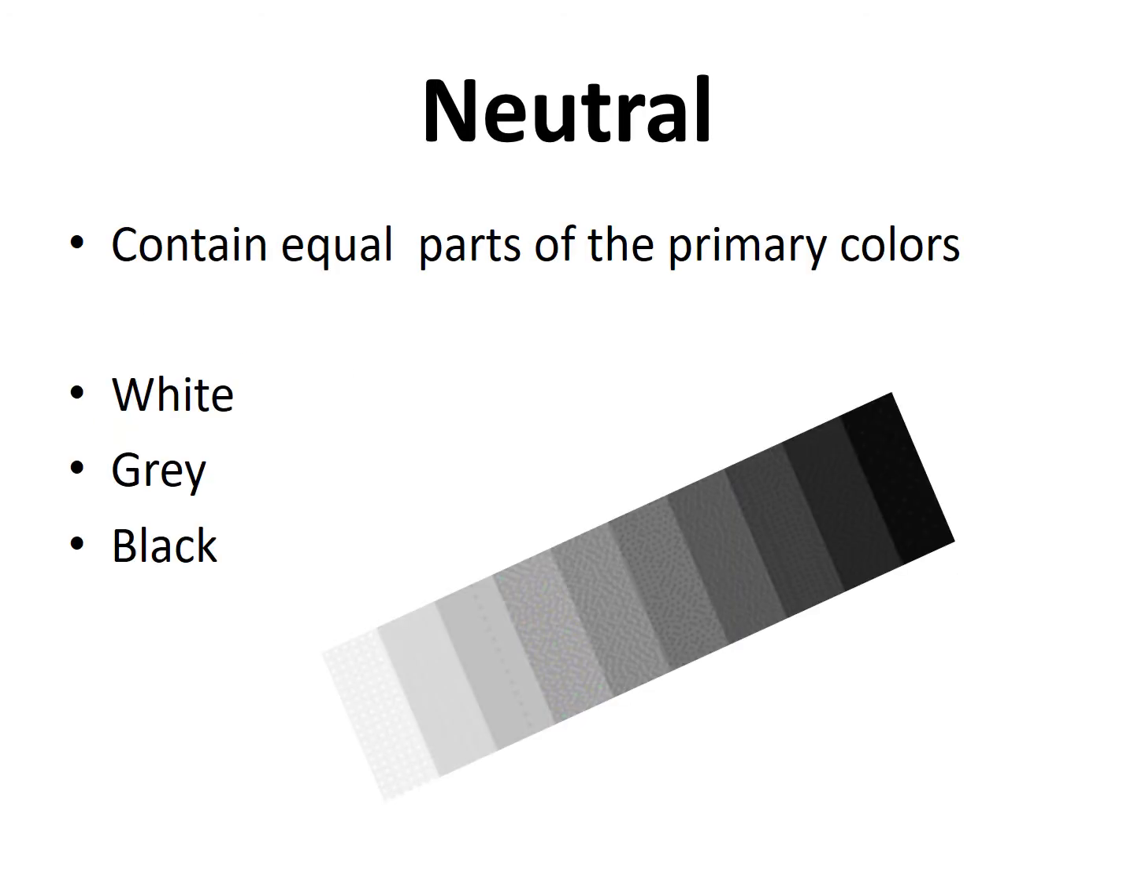Before we do that, we do want to go over neutral, which are typically equal parts of the primary colors. So your white, your grays, and your black. When you mix all the primary colors together, typically you will end up with whites, grays, or blacks. These are what are known as neutral.